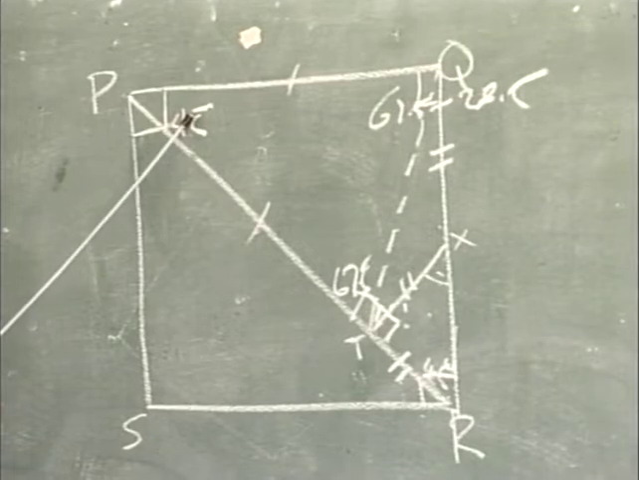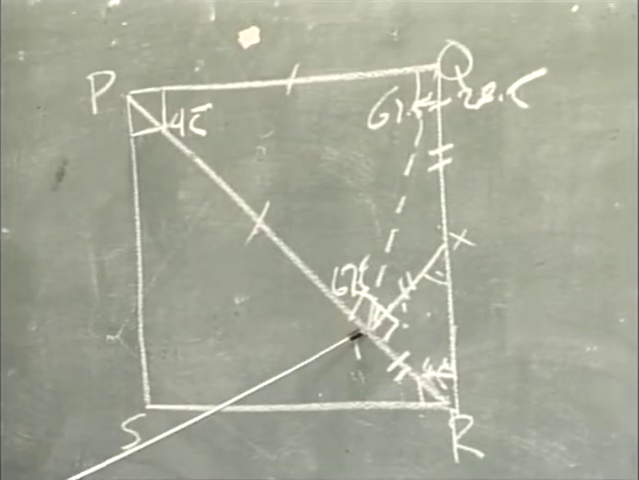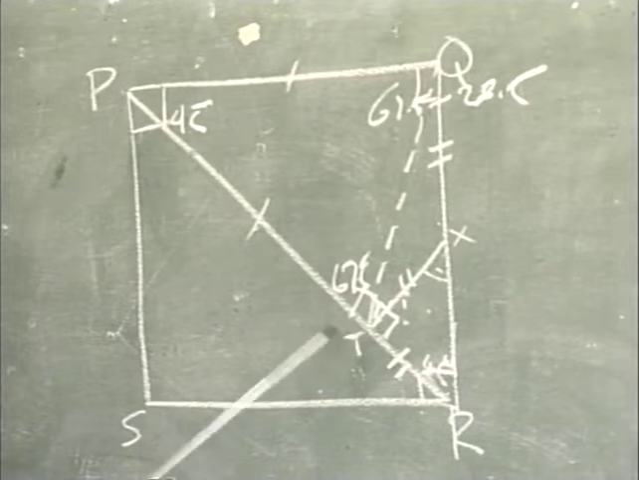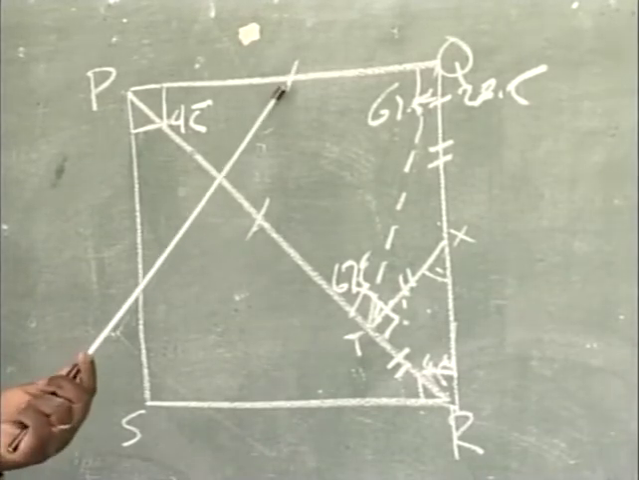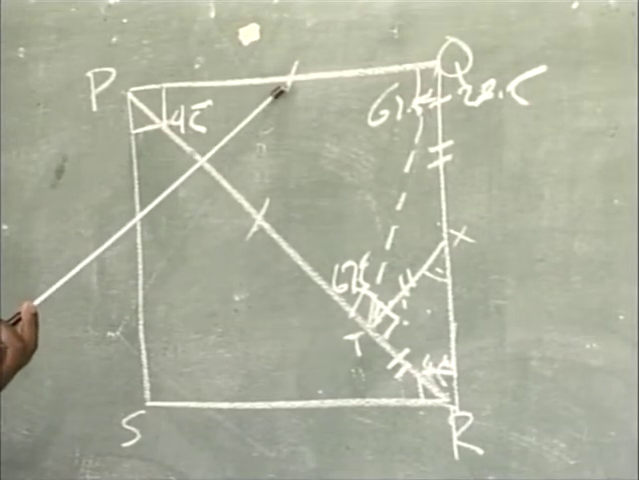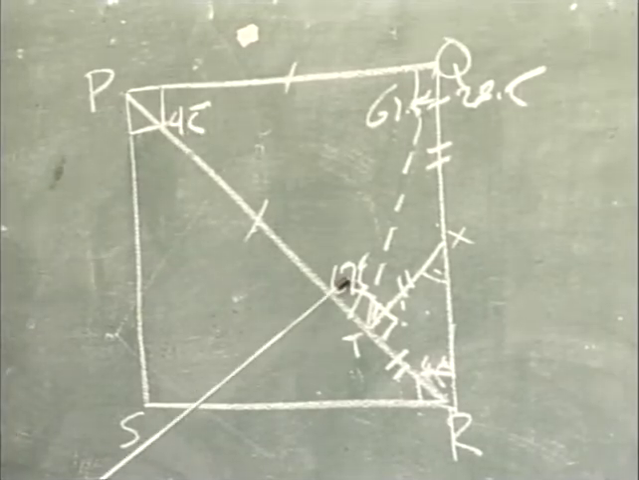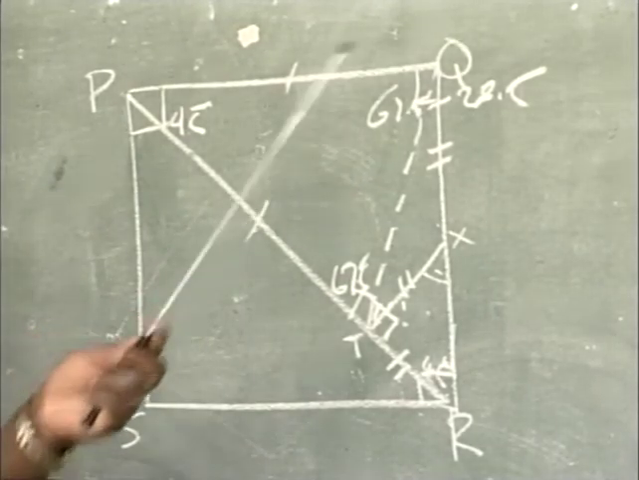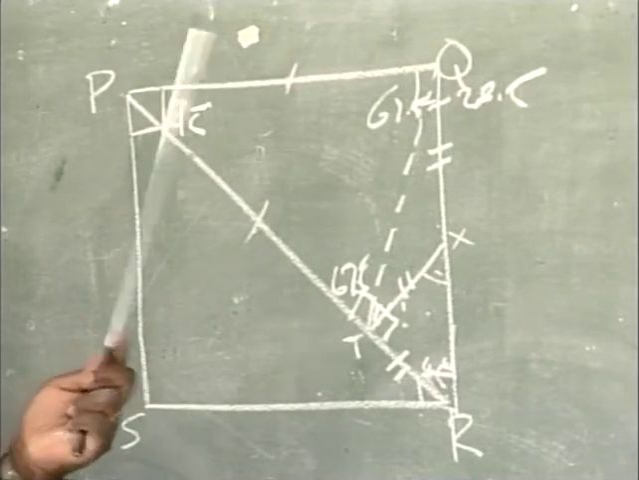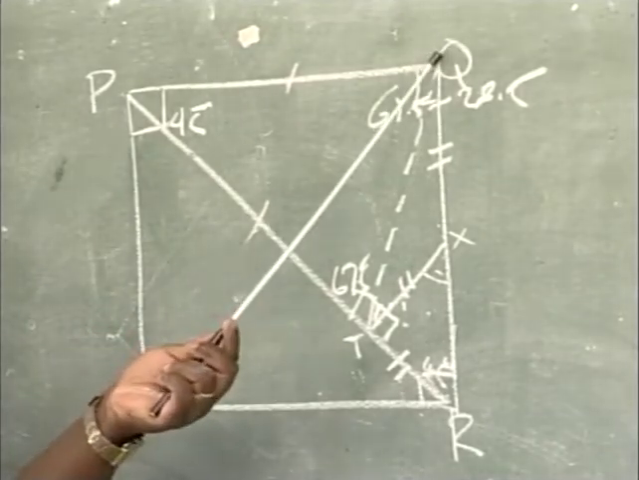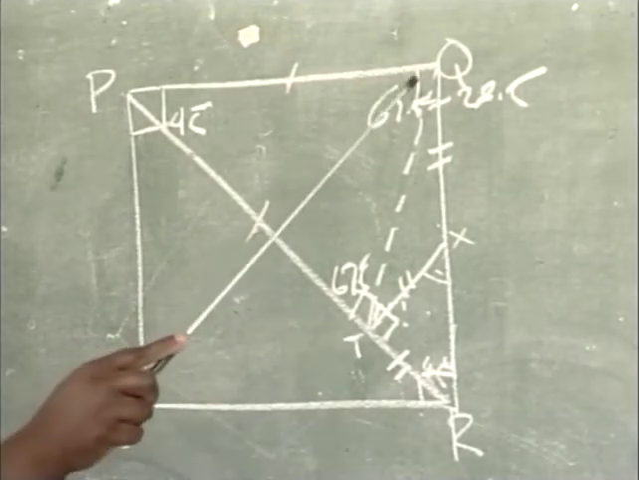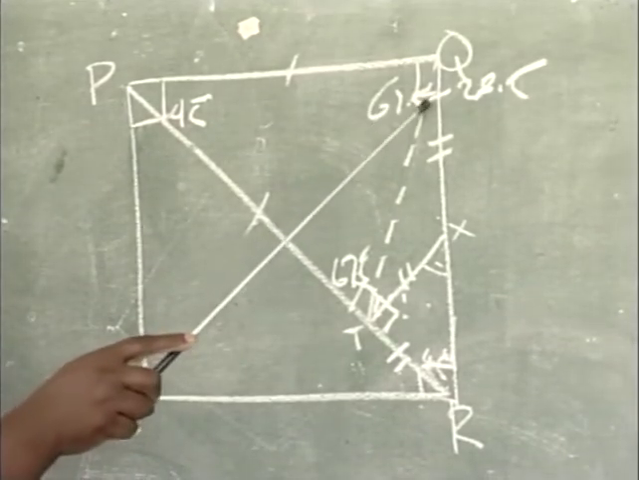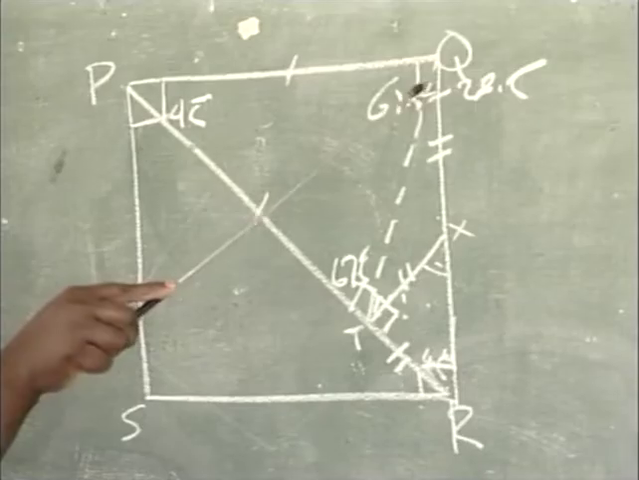You are already told in the question that T is drawn in such a way that PQ must be equal to PT. So that's what Jake has indicated here. If that's the case and this is 45, then this is 67.5, and this one is also 67.5. PQT and PTQ angles are equal. Now, because this angle is 90 degrees, you subtract 67.5 from 90 to get this little angle here.